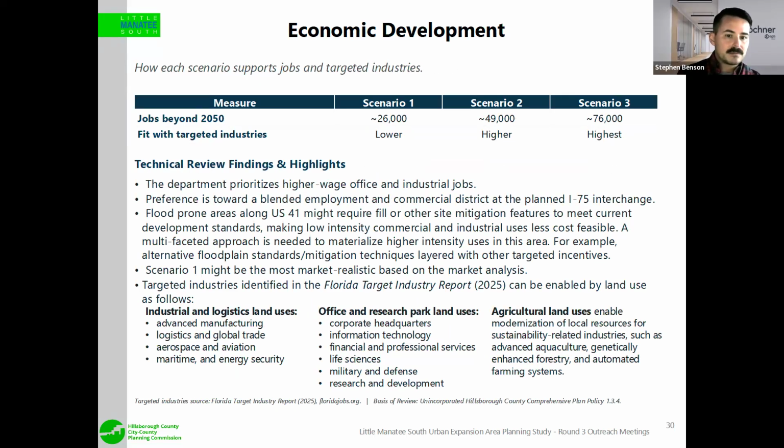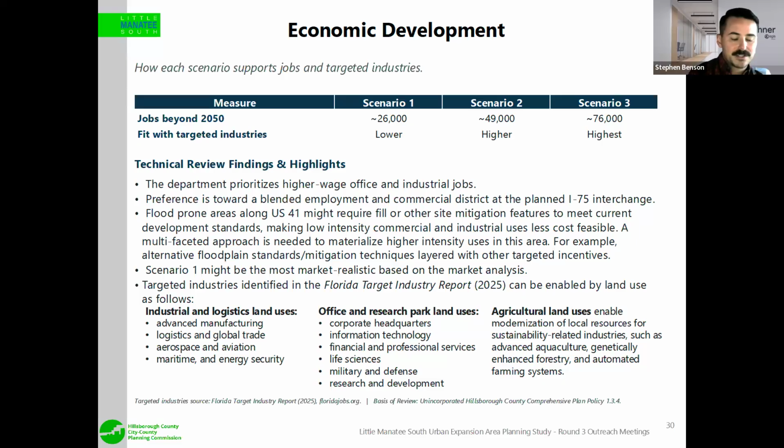Economic development provided input as well, looking at the amount of jobs that would be provided beyond the year 2050 into the future. The department also looked at each of the land uses in the place types and evaluated them against the targeted industries specifically established by the state and the Florida Target Industry Report, which focuses on prioritizing higher wage jobs. The preference by the department was toward a blended strategy of different employment types, and focus at the planned I-75 interchange, which again is a placeholder location. The study of that interchange is looking somewhere between the Manatee County line and the Little Manatee River. That location is subject to a determination by FDOT in the future.